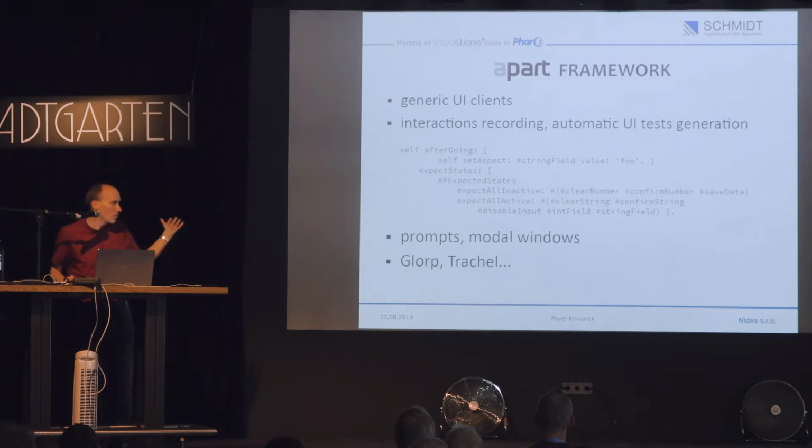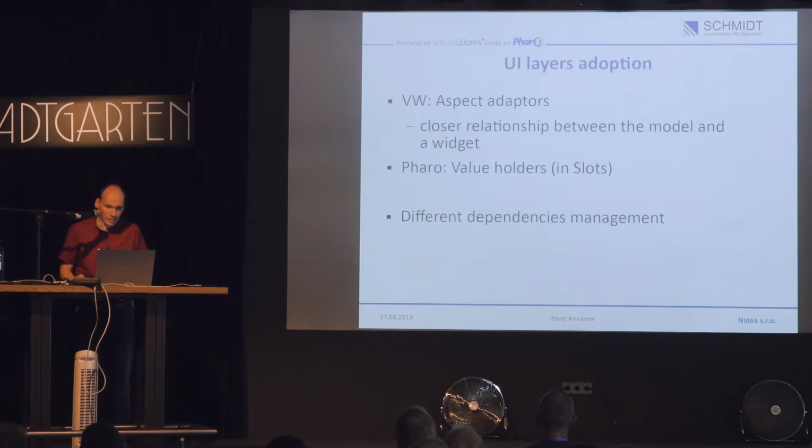It has support for prompts models. We have support for Glorp and Trecho, and we will improve stuff in the next releases too. So the main task was to port this Apart framework for VisualWorks to Pharo, which was not completely easy because it was highly dependent on the concepts that VisualWorks uses. Their dependencies management.